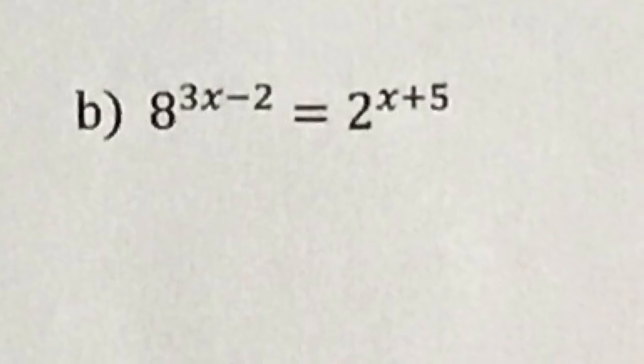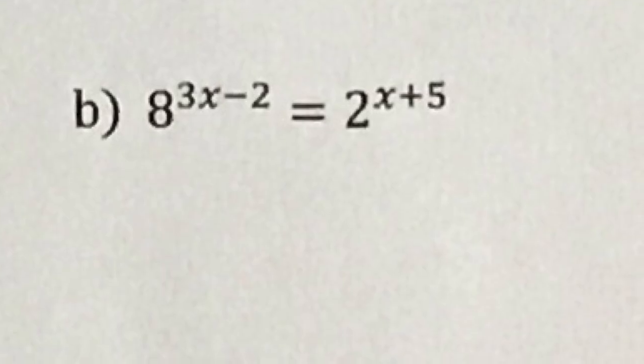So notice here I have a base of 8 and I have a base of 2. Right? So 2 is a prime number. Chances are that's going to be the base that I want to keep. So how can I write 8 as 2 to some power? Right? That's the first thing we have to do here, is change 8 into a base of 2. So 8 is 2 to the what power? 2 to the third power. Okay? So I'm going to replace 8 with 2 to the third.